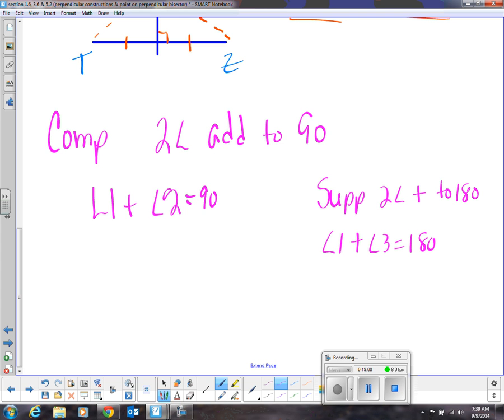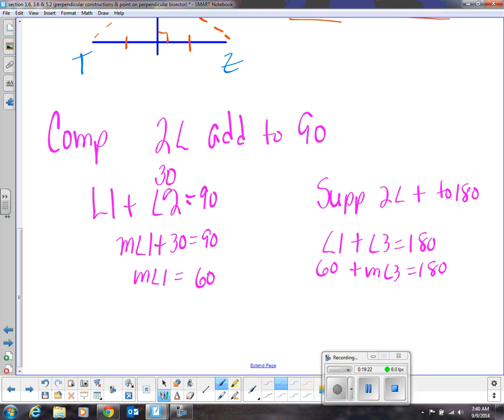And the question is, what is the measure? Oh, angle 2 equals 30. If angle 2 equals 30, then we know the measure of angle 1 plus 30 equals 90. How do we get the measure of angle 1? 90 minus 30 is 60. So if angle 1 is 60, 60 plus the measure of angle 3 equals 180. What's the measure of angle 3? 180 minus 60, which is 120.